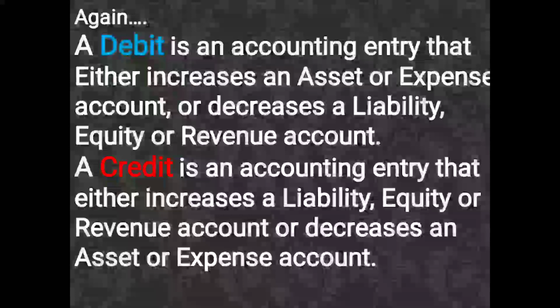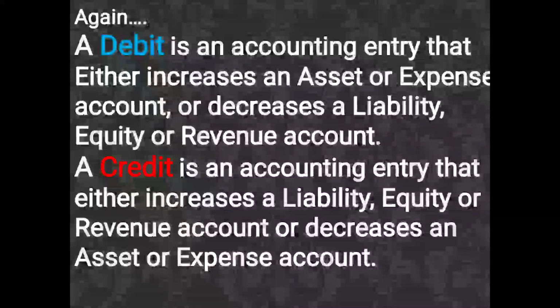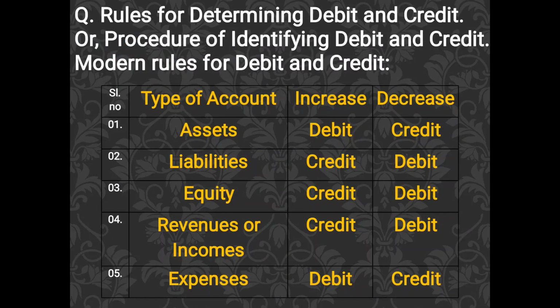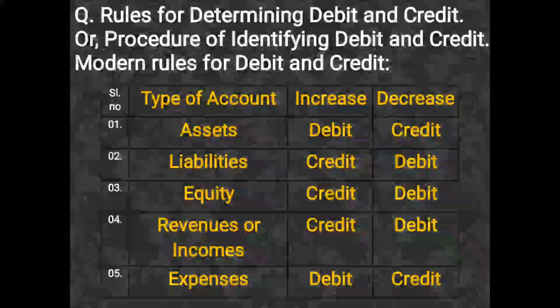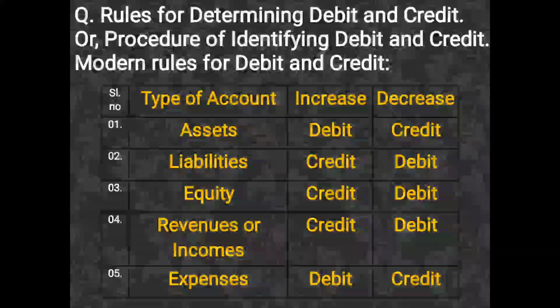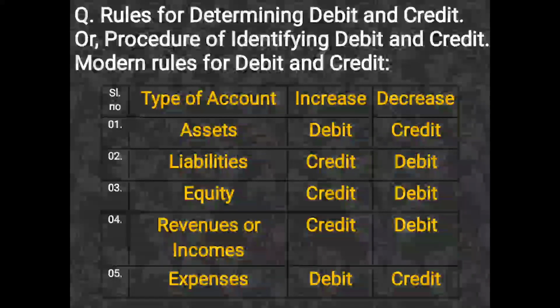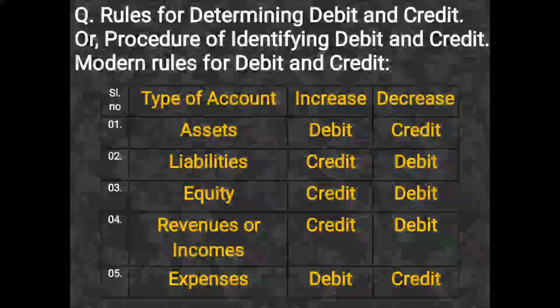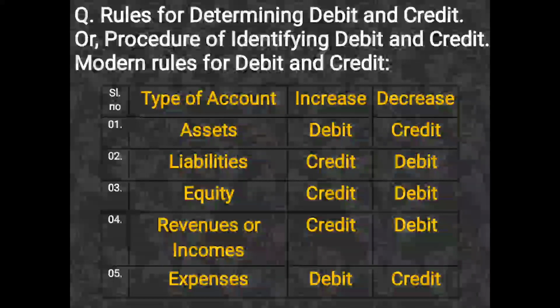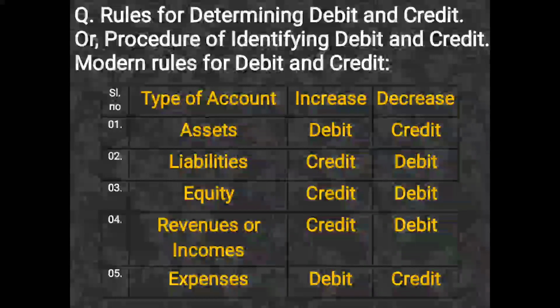Dear learners, I think you have understood the definition of debit and credit. Now, you have to know another most important item, rules for determining debit and credit, a procedure of identifying debit and credit. Two rules are available for determining debit and credit. The first one is modern rules or current rules, that is American rules.